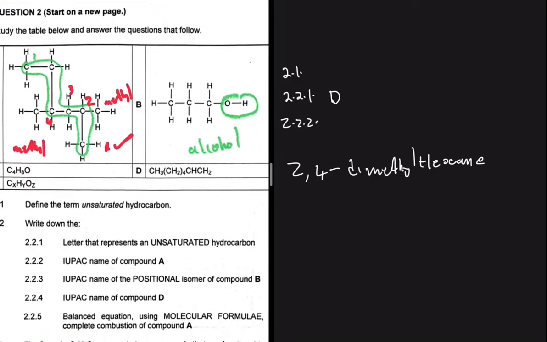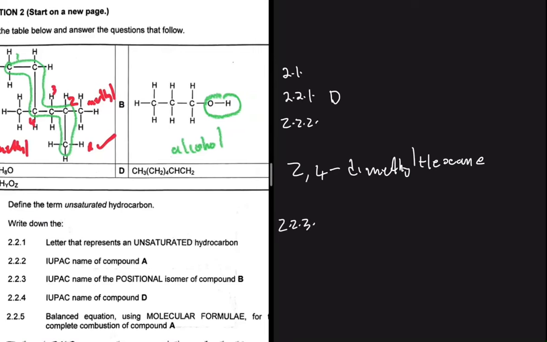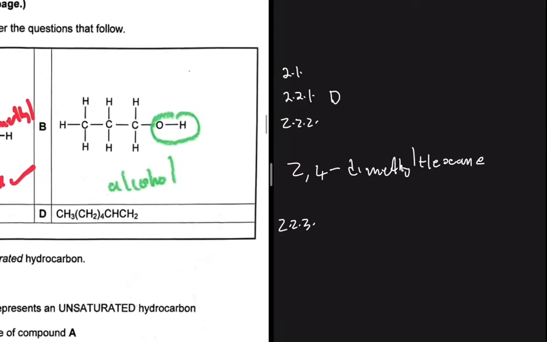Right, let's move to 2.2.3. So 2.2.3, it says let's write down the IUPAC name of the positional isomer of compound B. So let's go ahead and look at compound B. We've already deduced that it is an alcohol, right? And then we need to find its positional isomer. So again, you need to know what a positional isomer is. So same molecular formula, but different position of the functional group. So all we have to do is take this OH and we put it somewhere else, right?